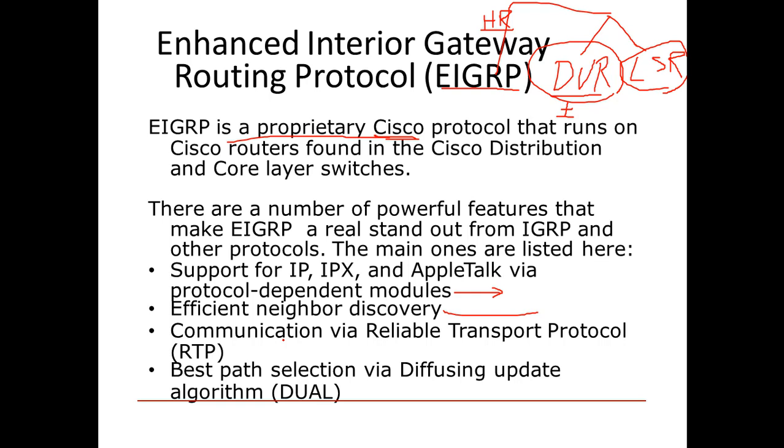And for communication, this is a kind of protocol that EIGRP uses for the transport layer actually. So this is RTP, that is reliable transport protocol. And for the best path selection, this is an algorithm that is DUAL, which stands for diffusing update algorithm. So this is also an algorithm that is used for the best path selection.